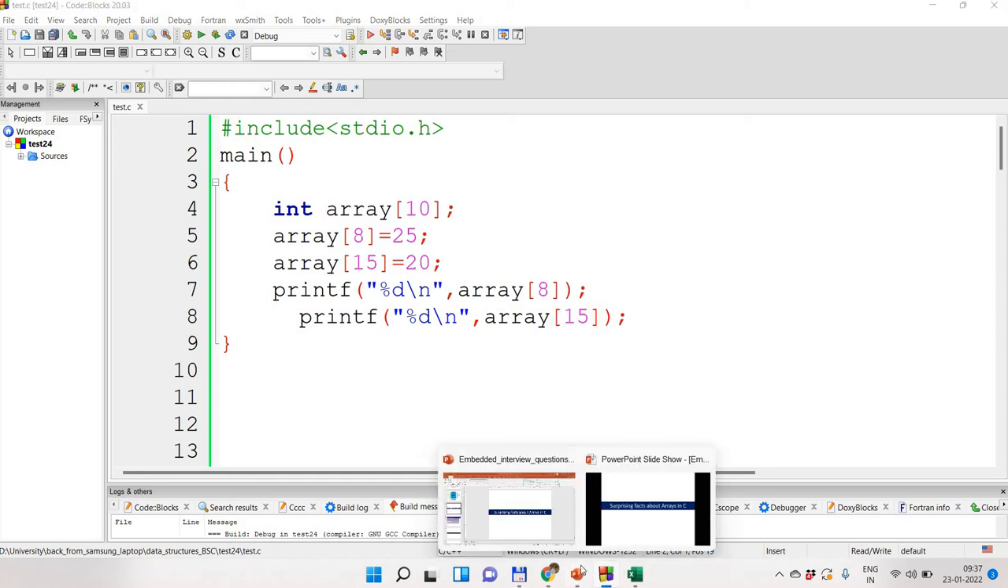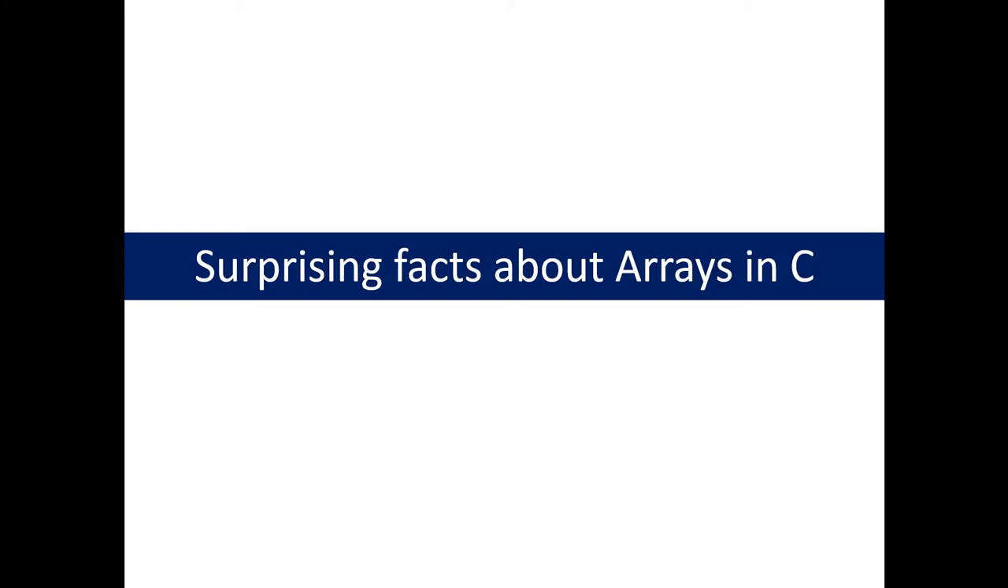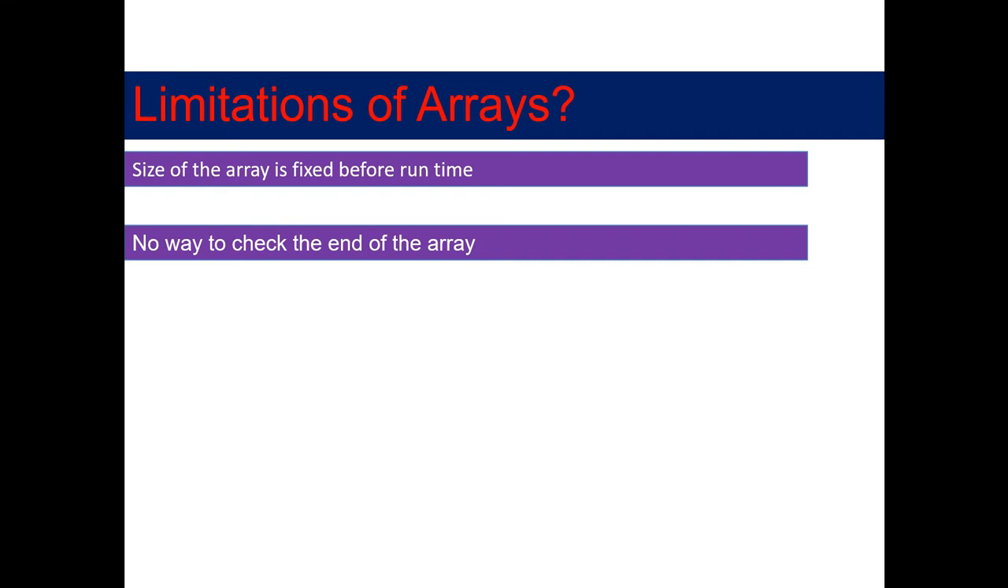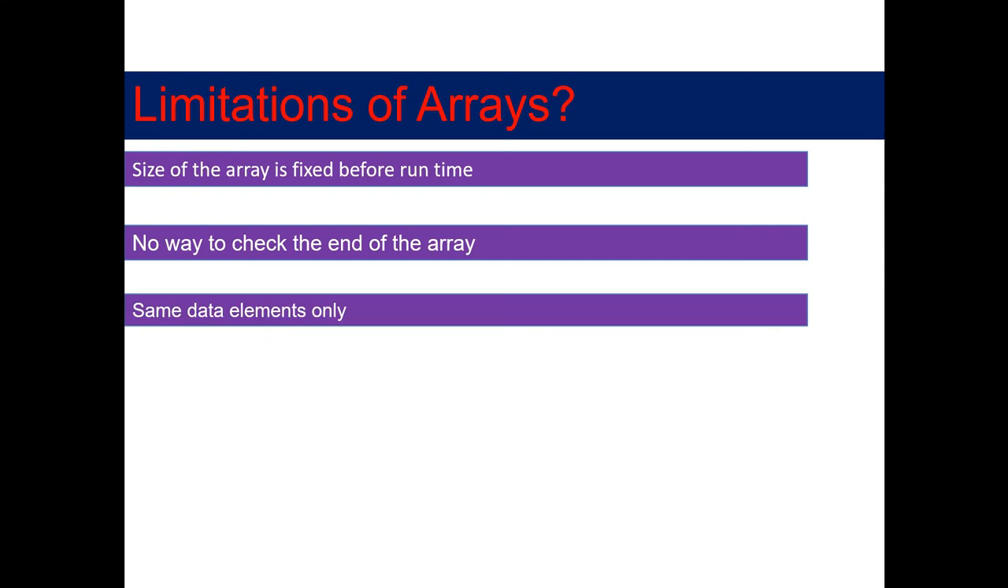Some more facts about arrays are that the size of the array is fixed before runtime. You cannot decide the size of the array during runtime, when you compile and execute the code. There is no way to check the end of the array. Now you have seen in this example that even though you have exceeded the size of the array, you are still getting the right result. But you may not get the right result all the time. It can fail anytime.